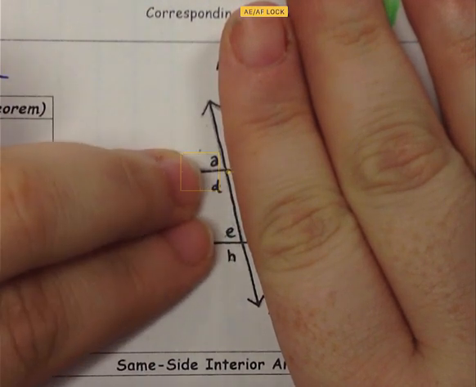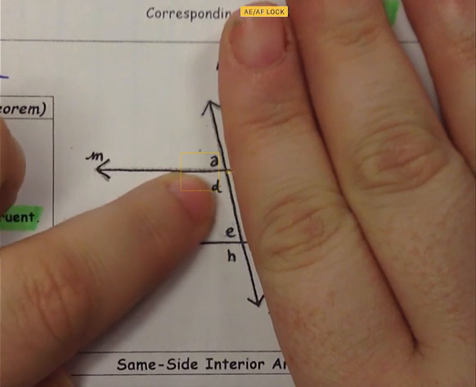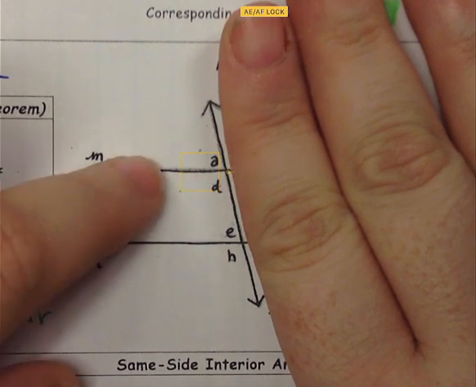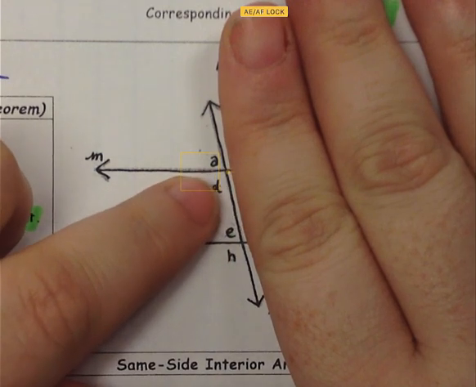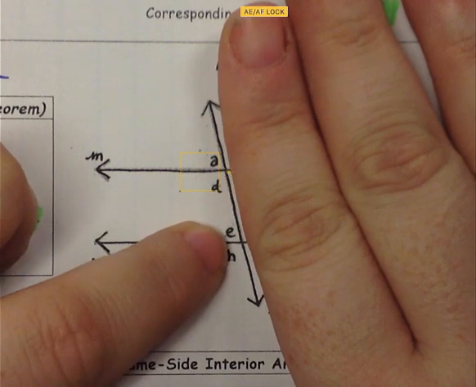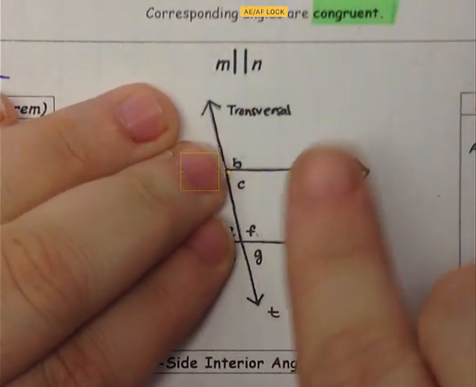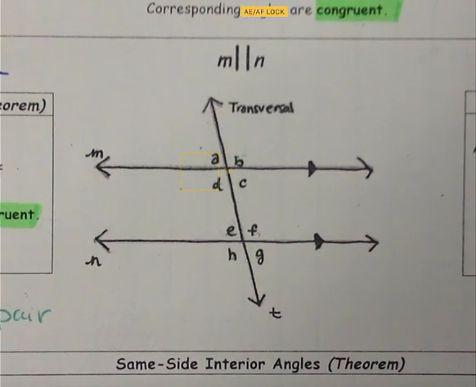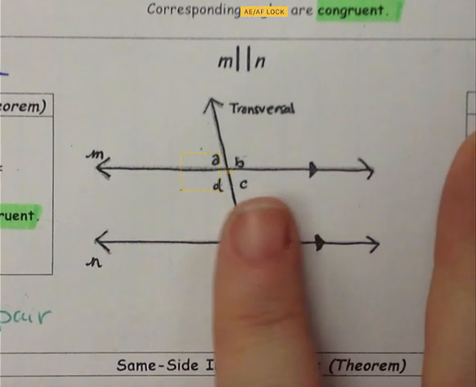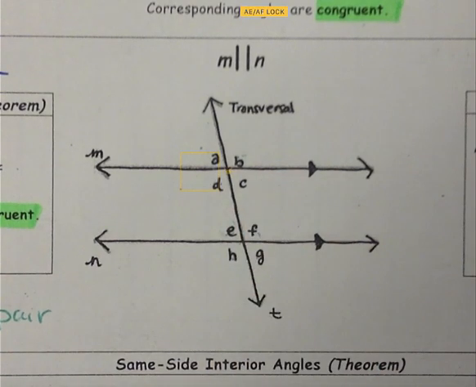So basically D and E. Now angle D is touching line M, and angle E is touching line N, so that's good. These are considered same side interior angles. Angle D and E are same side interior. Well, angles C and F are also same side interior angles because they're both on the same side of the transversal and inside the two lines.